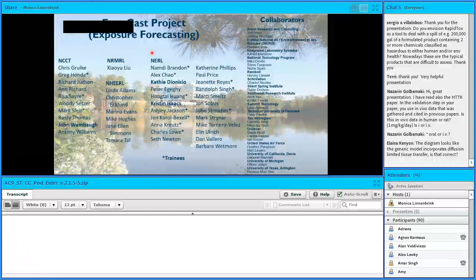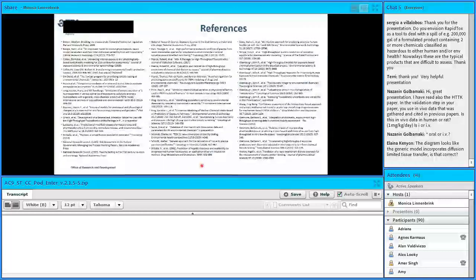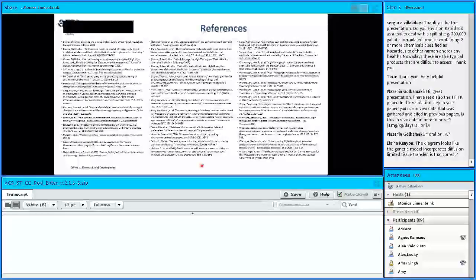This is just a small part of the ExpoCast project. That's a 4-lab-centered EPA effort. I lead that project with Kristen Isaacs and Kathy Dionisio, and we have a number of external collaborators. I hope this work comes across as having been involved with a ton of people, because it has, and I really appreciate everyone's help.